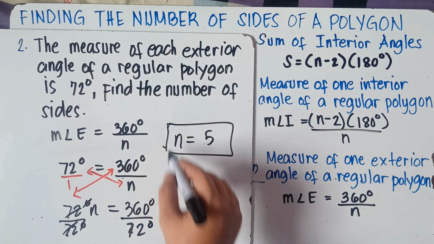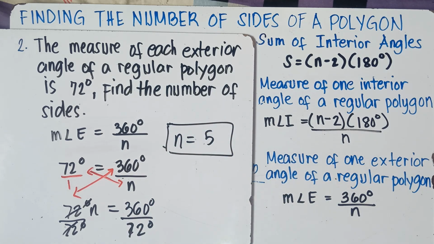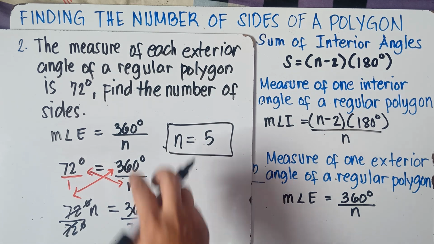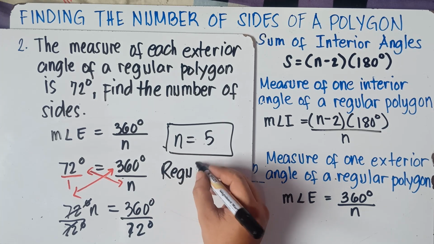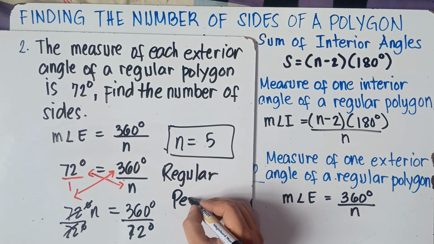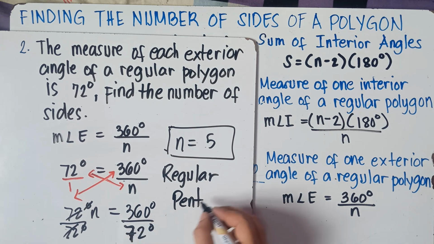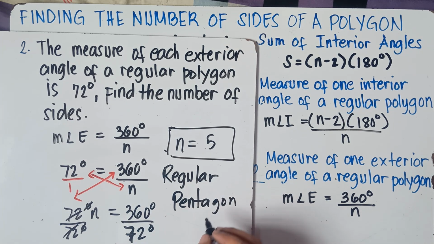So what do you call this polygon, class? A polygon with 5 sides. That's correct, that would be pentagon. Now since this is regular polygon, this will be a regular pentagon. Alright, so regular pentagon. That's it, class. All set for this one.